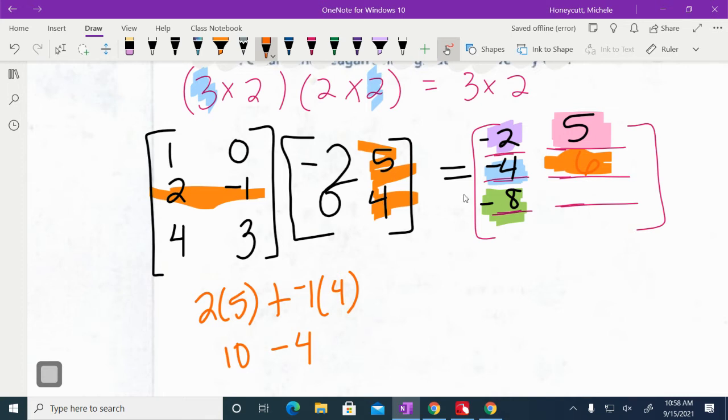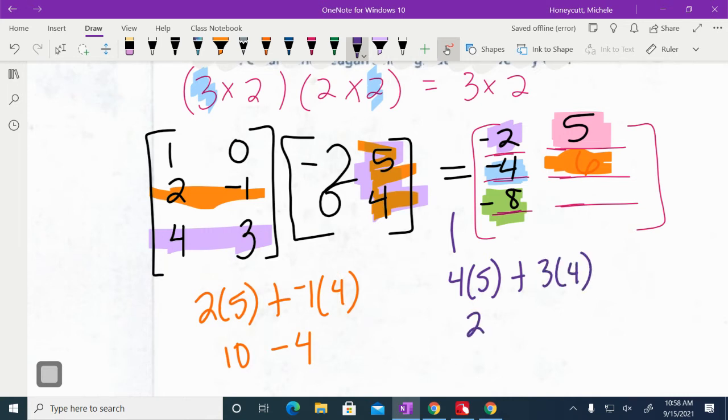And then for the last one, it's row 3, column 2, right? Yes. Sorry, row 3, column 2, which means I need to multiply row 3 by column 2. So I'll do 4 times 5 plus 3 times 4. 20 plus 12, 32.